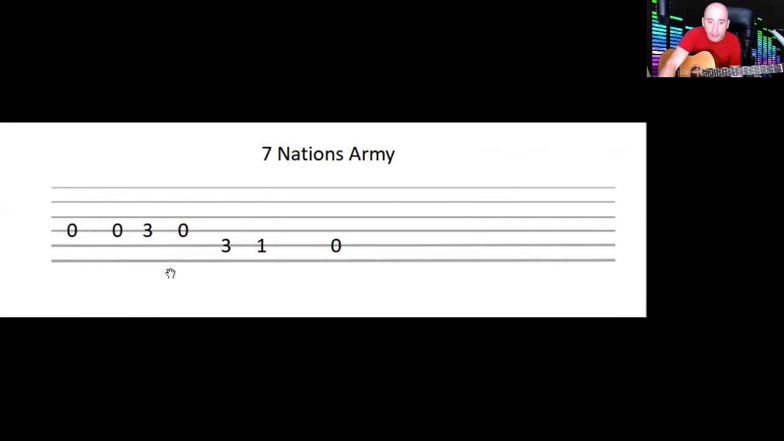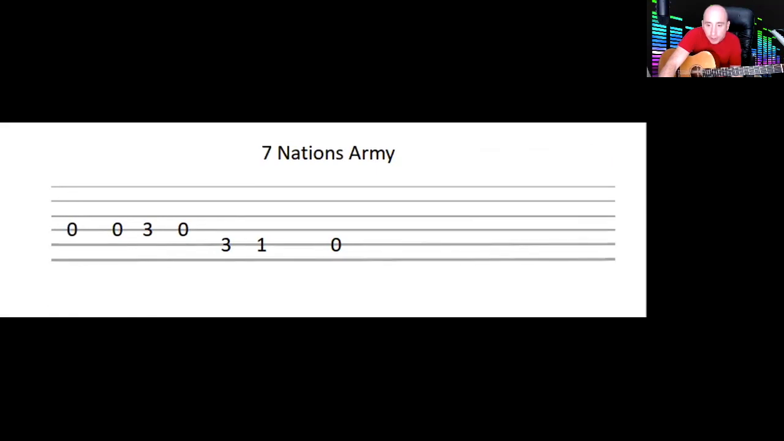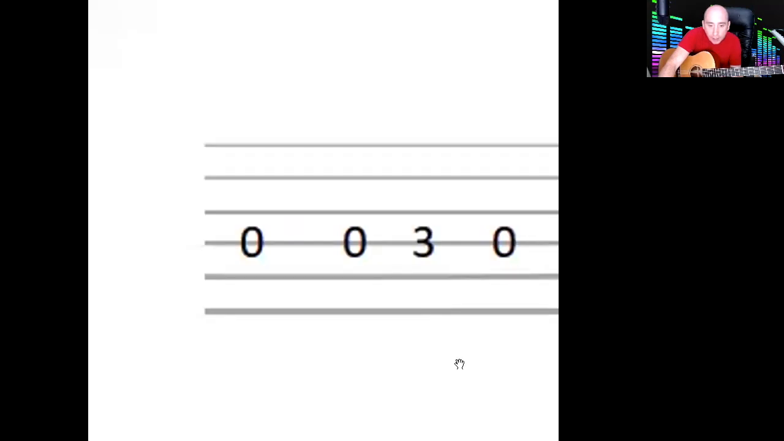We count from this thin string, 1, 2, 3, 4. So we're on the 4th string for the start of this. These first 4 notes are all on this 4th string, and it goes 0, 0, 3, 0. So we get on the 4th string, count 4 up, 1, 2, 3, 4, and so 0, 0, 3, 0. Just practice that.